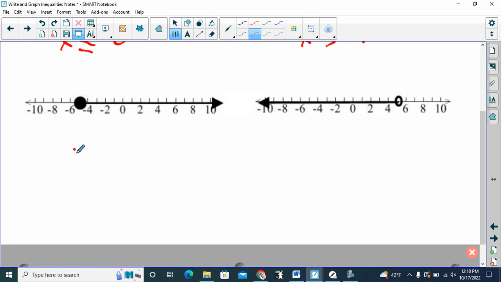Here we've got -5. My shading is bigger than the -5 and also equal to the -5. Between 4 and 6 is 5. My shading is smaller, but not equal to.